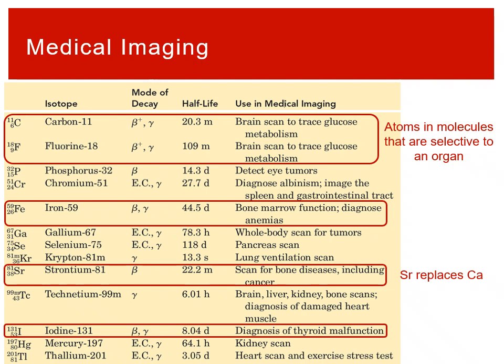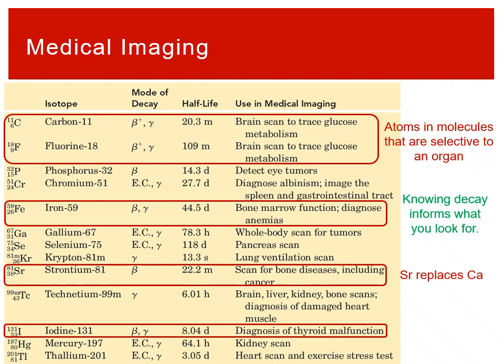You can also use some other chemistry. We use iron isotopes to look at, say, bone marrow functions. So that'd be your blood vessels, so places where a lot of iron's present. Strontium is right beneath calcium on the periodic table, so you can use that similarity. The strontium will get into your bone, so if you want to do a bone scan, strontium would be a good choice. Iodine goes into your thyroid. So picking atom types that are in molecules that have certain preferential functions.